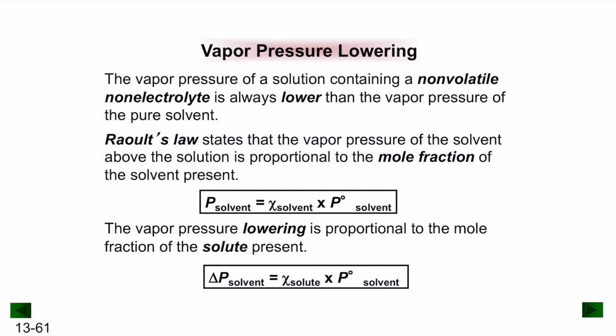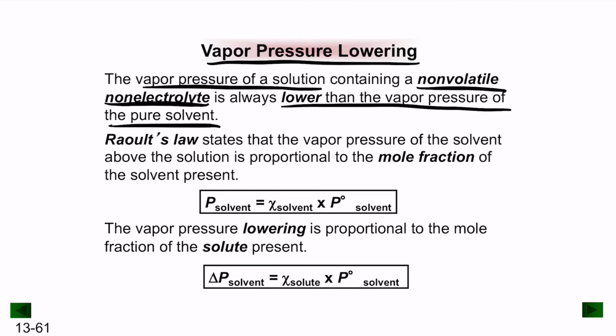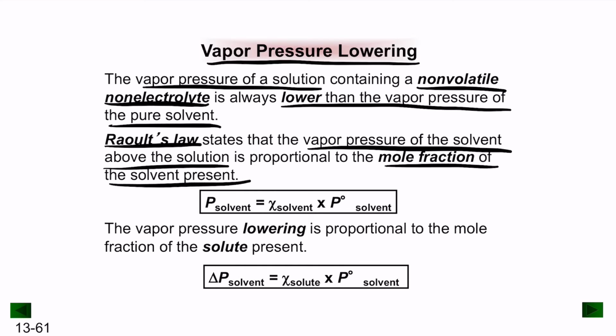So the next property is the lowering of vapor pressure. The vapor pressure of a solution containing a non-volatile, non-electrolyte is always lower than the vapor pressure of the pure solvent. That is generally given by Raoult's law. Raoult's law basically states that the vapor pressure of a solvent above the solution is proportional to the mole fraction of the solvent that is present.